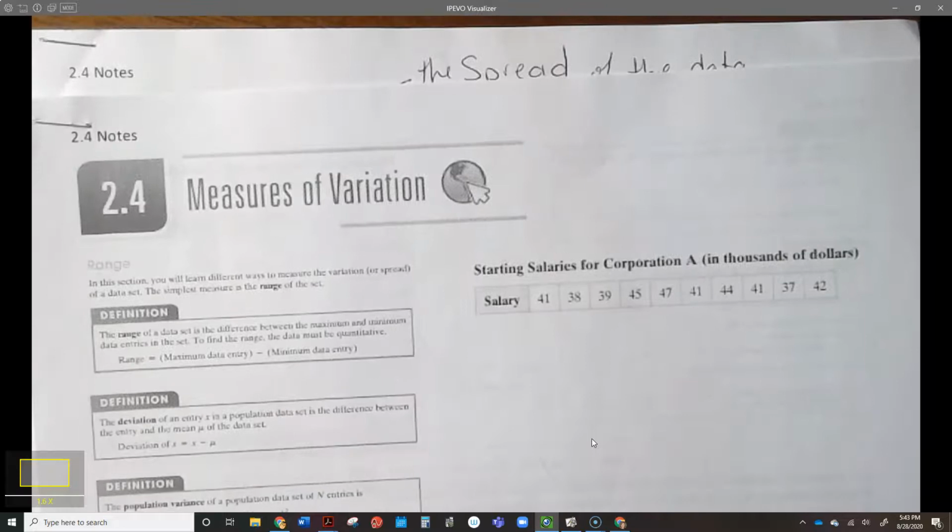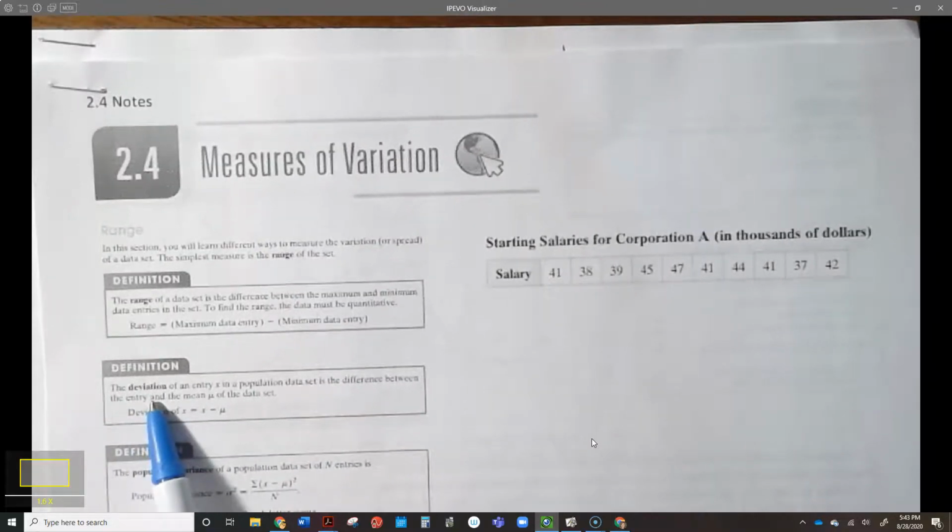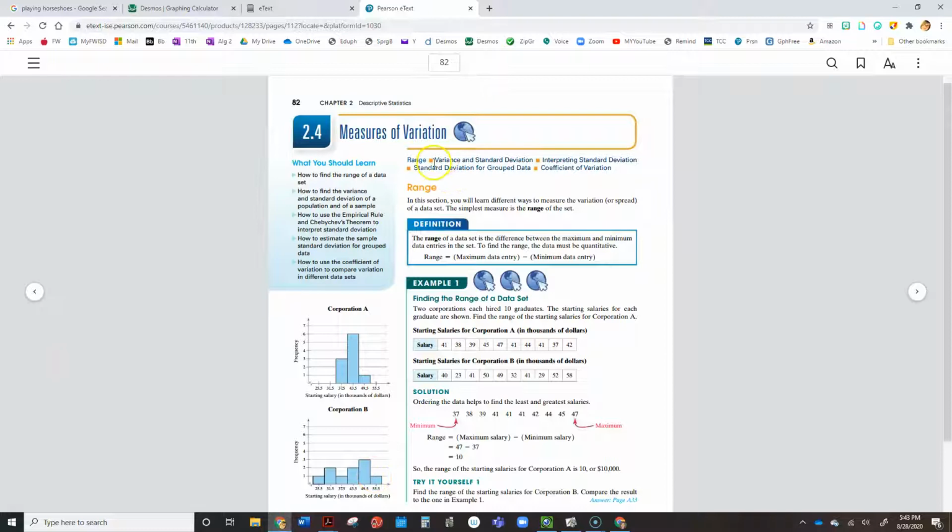Now let's talk about deviation here. Now notice in the definition that was in your book, they said standard deviation. That was the next thing, variance and standard deviation. So before we get to standard deviation, we're just going to talk about in general what deviation means. Okay, so that's where I'm headed. So give me just a second.